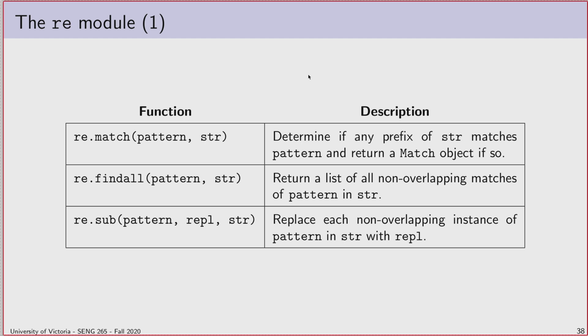re.findall, where I give you a pattern and a string, and it goes in and finds all non-overlapping instances of that pattern in the string. And then finally re.sub, where I give you a pattern, a replacement, and a string. The goal is to search the string, find every instance of the pattern, and replace each instance with the replacement. So this is basically search, and this is search and replace.